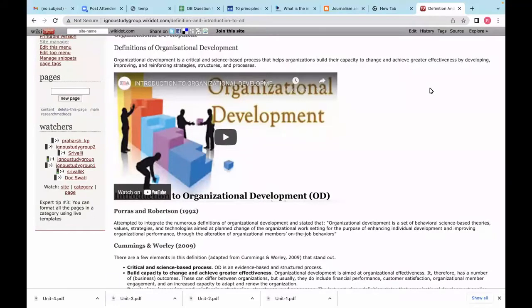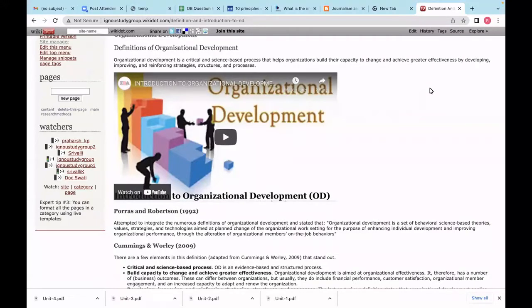Things that you need to underline here: it is a scientific process, not a random one. Second, this is covering the overall development of an organization, not any particular aspect, but all of it, including goals, vision, strategies, structures, processes, everything. Okay, so these are the important things.